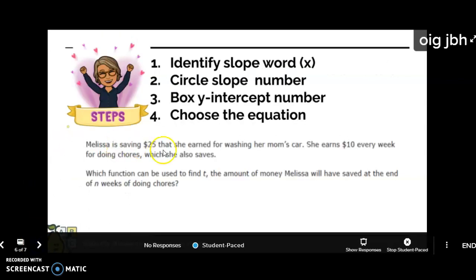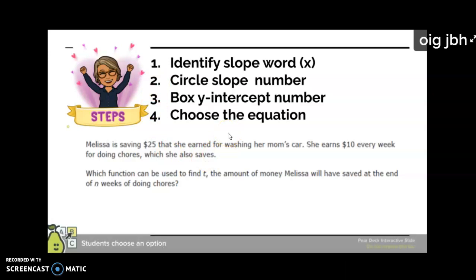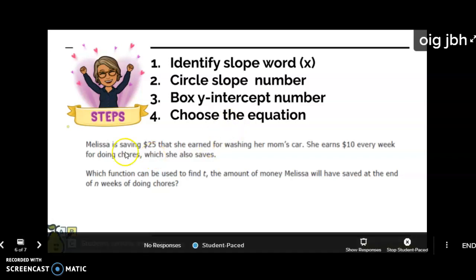Next slide. Okay, slide 6, you're putting all of your steps together. You're identifying the slope word, drawing an X on it, circling the slope number that's either on the left or the right of it. You're putting a box on the intercept number, and then you're going to choose your answer choice that best matches what you wrote.